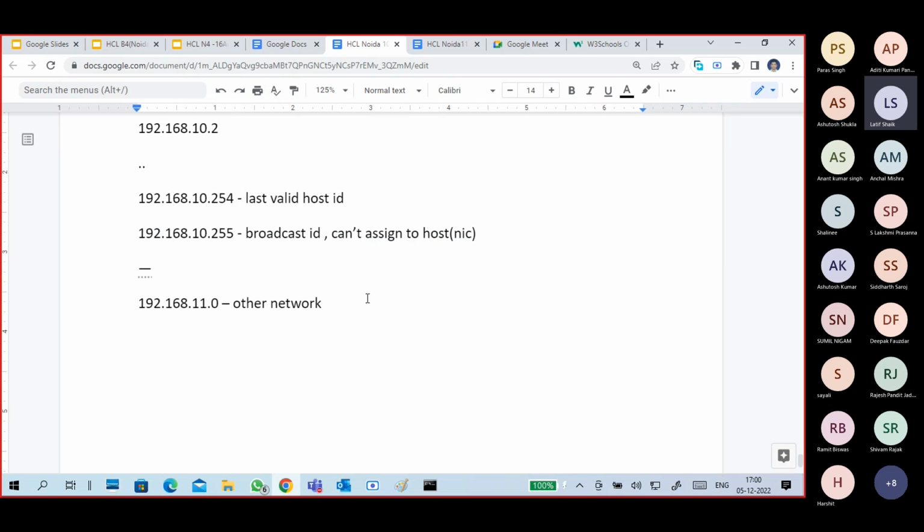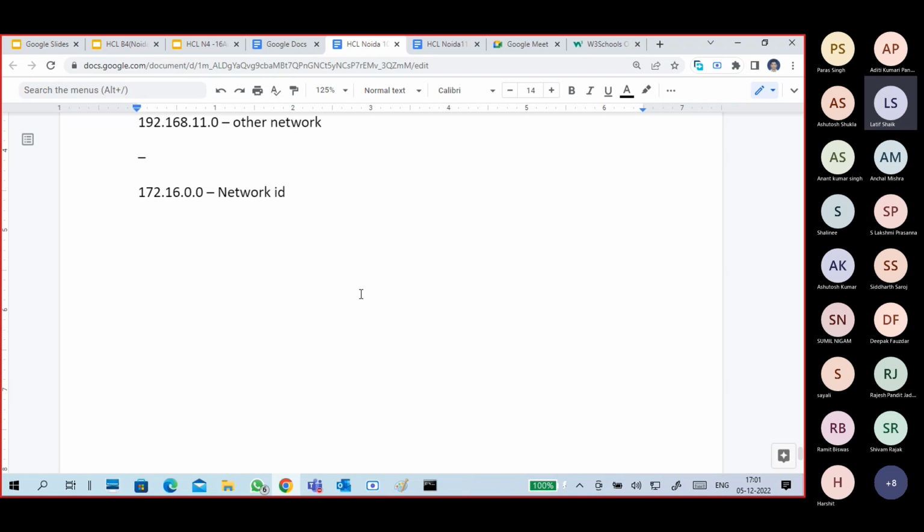If you want, I will take one class B network. So 172.16.0.0. What is this? It is my network ID. We can't use that one. So the IP addresses start from here. This is the first valid host, 172.16.0.1, and it keeps going: 172.16.0.2, and on to 172.16.0.255.